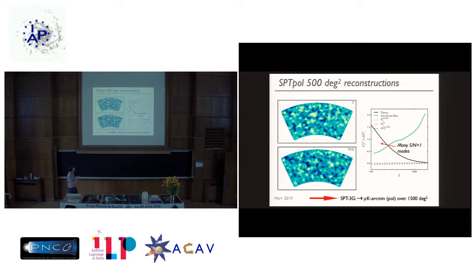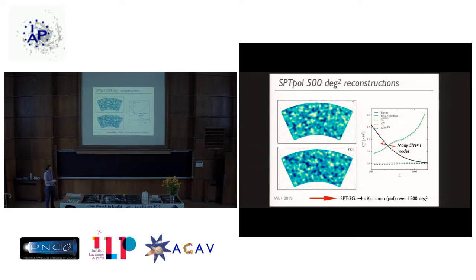And these maps are much more sensitive than Planck. Here's their power spectrum plot showing their noise levels. Again, here's the signal. And they've got all these high signal-to-noise modes here that we didn't have in Planck. But of course, it's only covering a small patch of the sky.